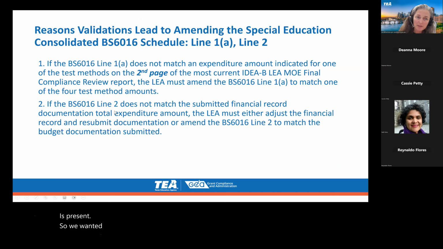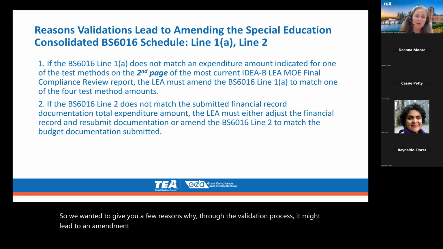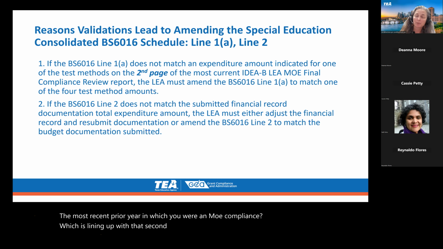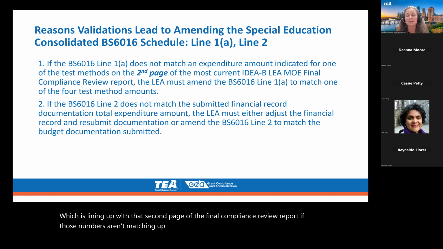So we wanted to give you a few reasons why the validation process might lead to an amendment. So one scenario is on the BS 6016 line 1A, the expenditure amount that's reported there for the most recent prior year in which you were in MOE compliance, which is lining up with that second page of the final compliance review report. If those numbers aren't matching up, if one of the 4 test method amounts from that second page is not represented on line 1A, then we'll request that an amendment takes place for the application.